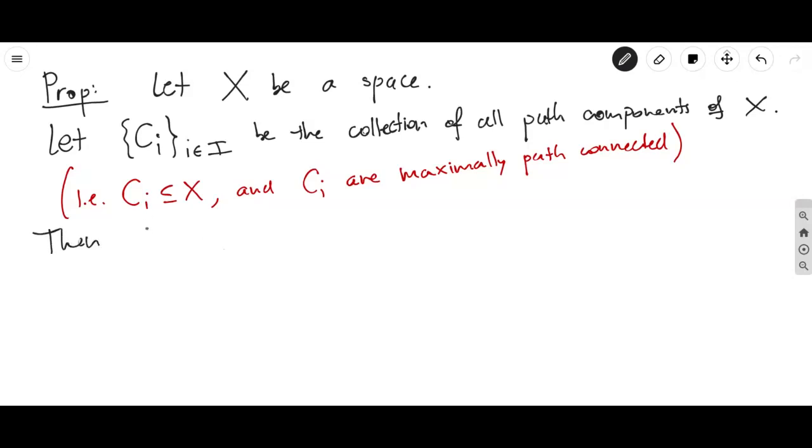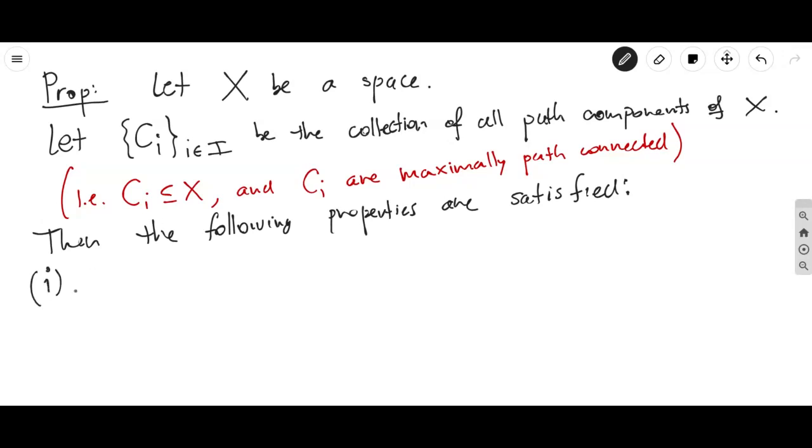So then the following properties are satisfied. The first one is, overloading notation, this is an I, and that's just number 1.